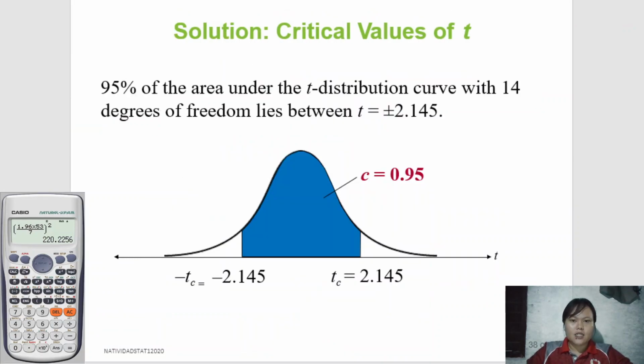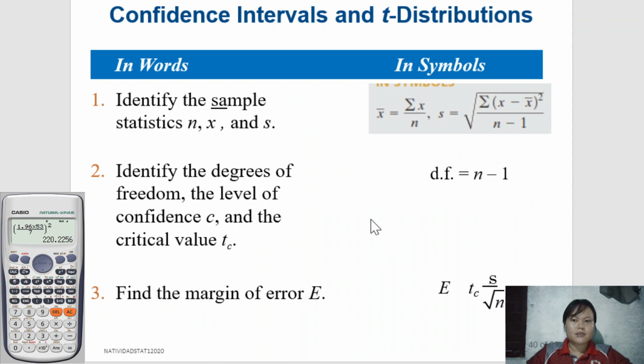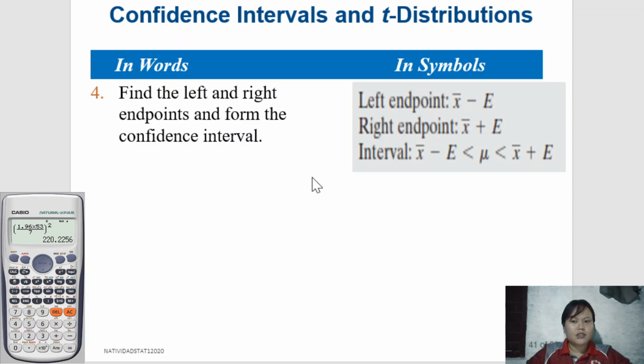So next. 95% of the area under this t-distribution curve with 14 degrees of freedom lies between positive, negative 2.145. For the c confidence interval for the population mean, it has the same formula. Same naman, pati yung tc lang, tapos sample standard deviation lang yung gamit, tapos square root of n. In summary, identify the sample statistics. Identify degrees of freedom. Find the margin of error, tc times s over square root of n. And find the left and right endpoints.